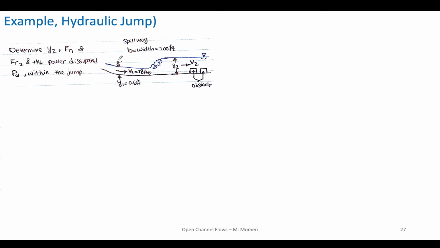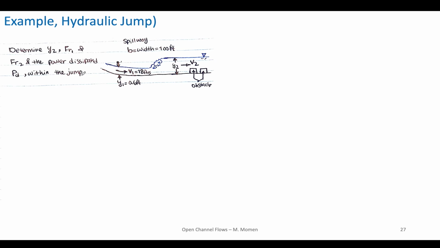The depth of the incoming fluid is 0.6 foot. The depth of the fluid after the jump is unknown. Also, the velocity after the hydraulic jump is unknown. And here you can see a jump occurs because of a conflict between the upstream and downstream conditions. Okay.